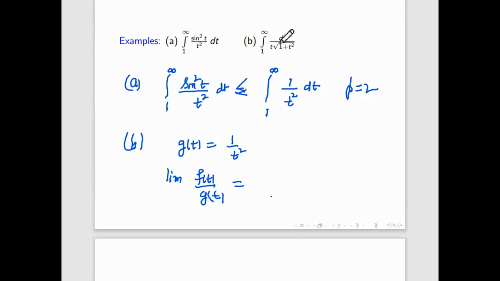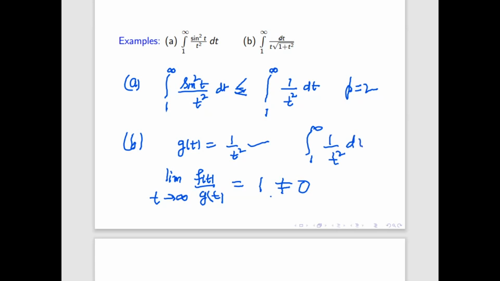So what will be the limit as t tends to infinity of the square root of 1 plus 1 over t? It will come to 1, which is not equal to 0. Because the integration of 1 to infinity of g(t) dt is converging, that means this 1 over t square dt is converging. So the original integral will also converge.